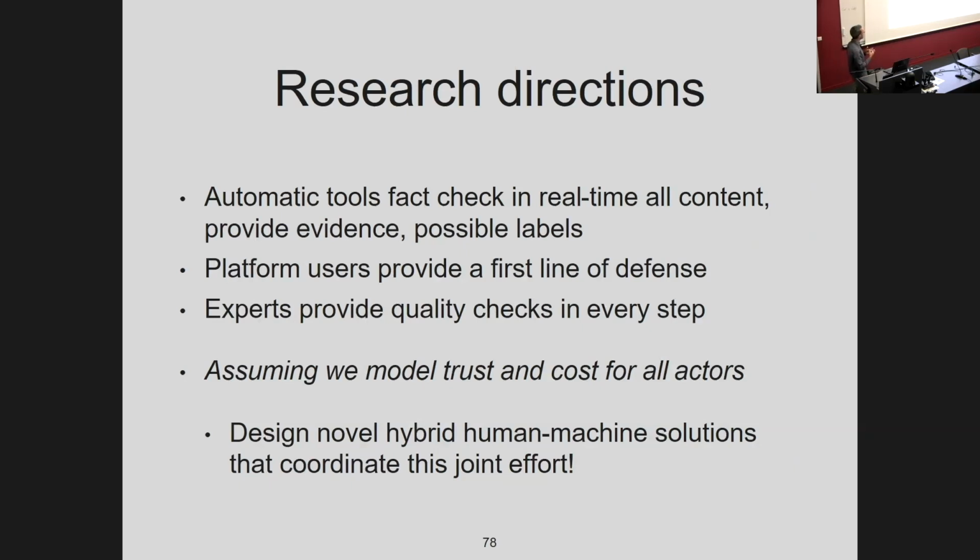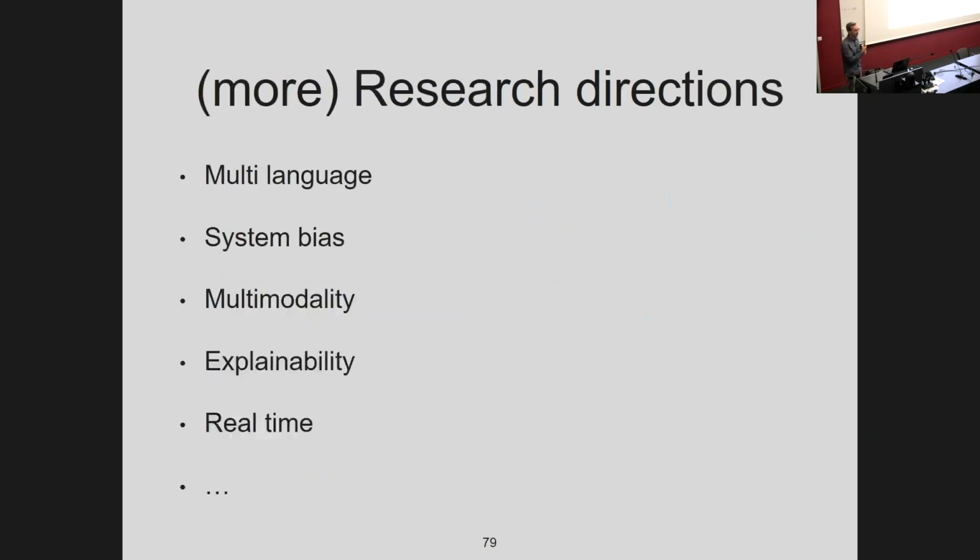I mean, assuming that we can model the trust of each actor and the cost, I think that there is room here to do a very nice modeling of a framework that tries to put all of this together. And I don't know how to do this because getting a good estimate of the trust and the cost is still an open question. And there are many other research directions that I'm not going to go into detail on because those are orthogonal to deep learning and NLP in general. Multi-language, bias in the models, this is a big topic. Multimodality, you have image and text together, so now you need to merge signals. Explainability, real time, we can go over and over.